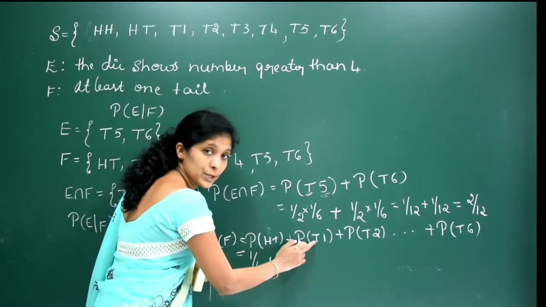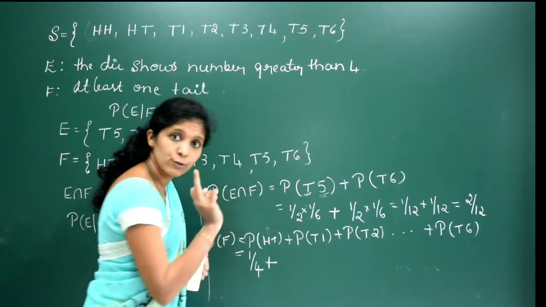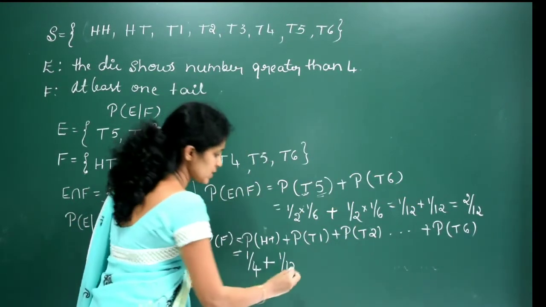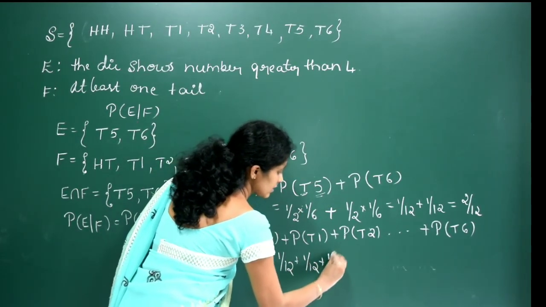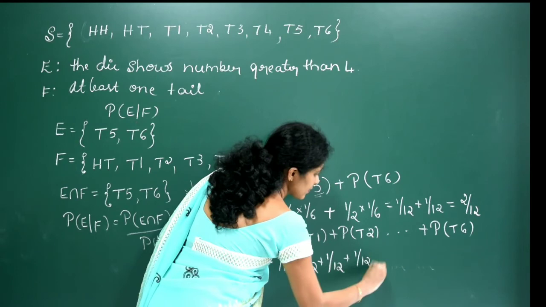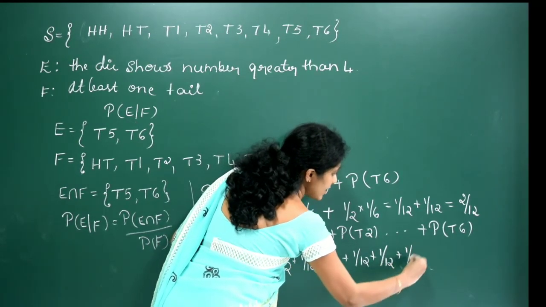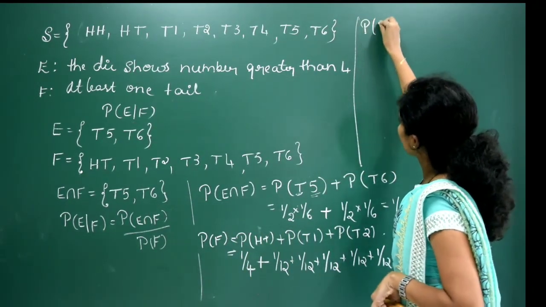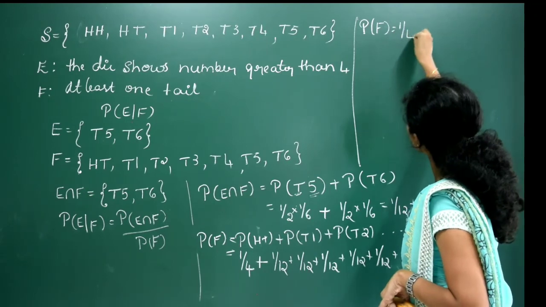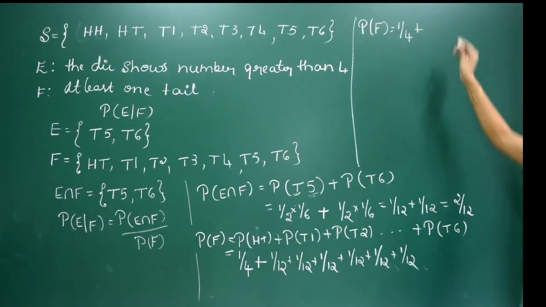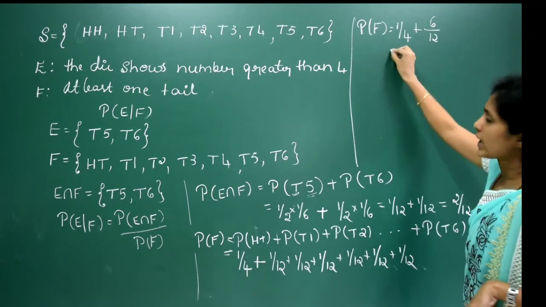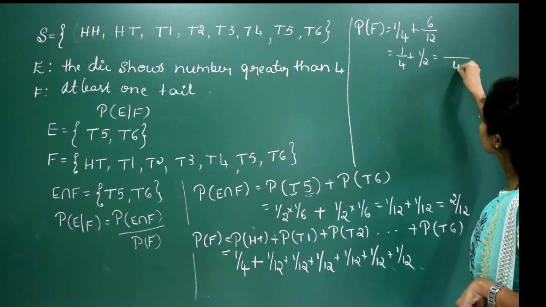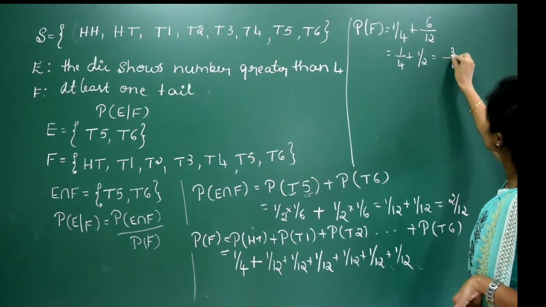Is it clear? Probability of T is 1 by 2. Probability of 1 is 1 by 6. So it will be equal to 1 by 12. Similarly for everything, so it is 1 by 12, this is the first one, second, third, fourth, fifth, and sixth. Now we will simplify this. Probability of F is equal to 1 by 4 plus here 1 by 12 is repeated 6 times, so 6 by 12. So I can write 1 by 4 plus 1 by 2. Take LCM. LCM will be here 4. So this is multiplied by 2. 1 plus 2 will be 3 by 4.